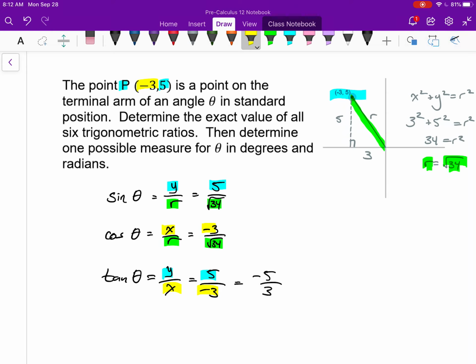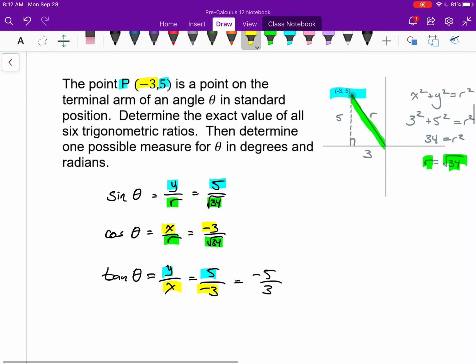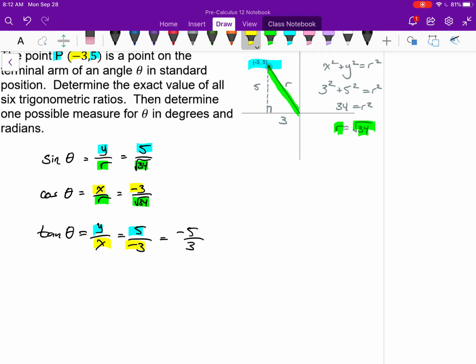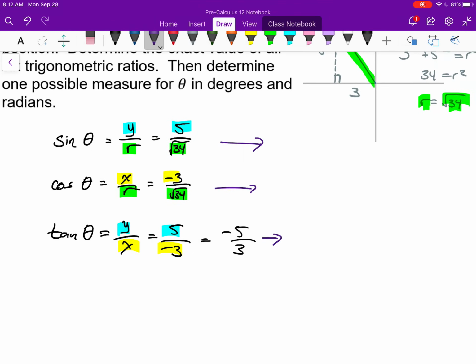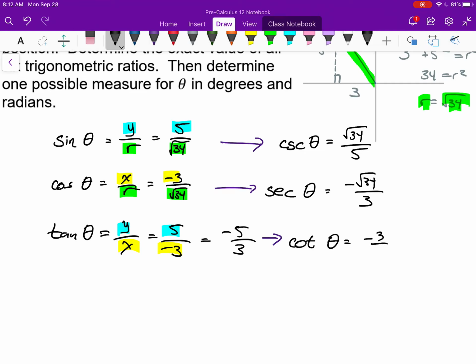Those are the 3 primary trigonometric ratios. What about the reciprocal ones? Well, those can be really easily found if we just compare each of these, the reciprocals. The reciprocal of sine is cosecant. And so the cosecant of this angle is going to be root 34 over 5, the reciprocal of what I had before. The reciprocal of cosine is secant. And so the secant of this angle is going to be negative root 34 over 3. And the reciprocal of tangent is cotangent, so the cotangent of this angle is -3/5.